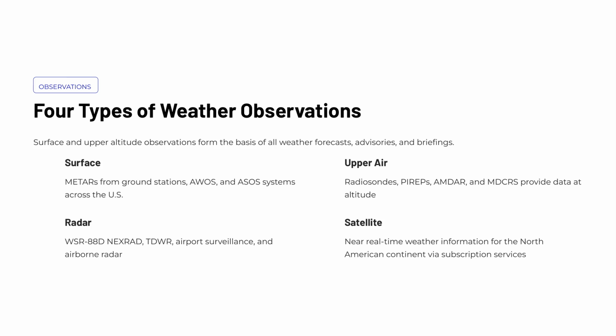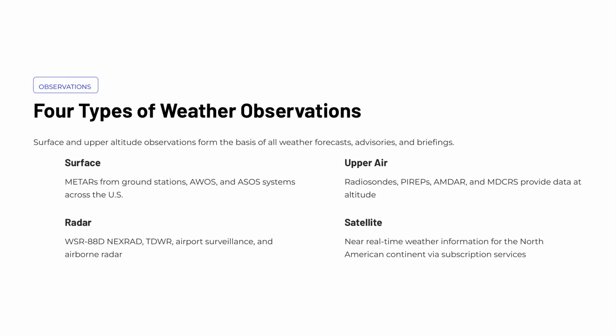Weather observations fall into 4 distinct categories, and together they form the backbone of every forecast, advisory, and briefing you'll rely on as a pilot. At the surface level, METARs collected from ground stations, as well as automated systems like AWOS and ASOS, give us a continuous snapshot of conditions at airports across the country. Moving up in altitude, upper air data comes from radio sondes carried aloft by weather balloons, along with pilot reports and aircraft-based systems like AMDAR and MDCRS, which gather real-time atmospheric data during actual flights.